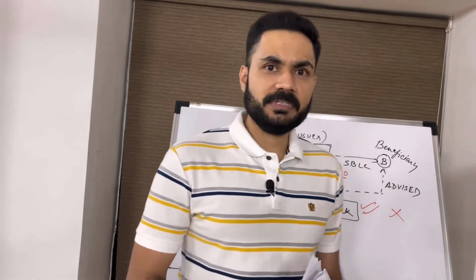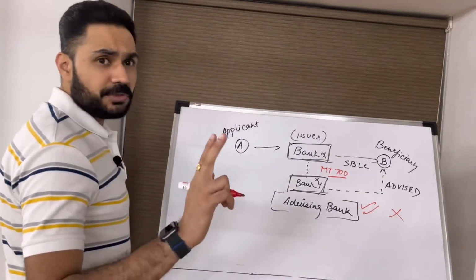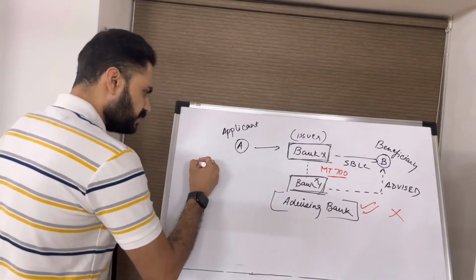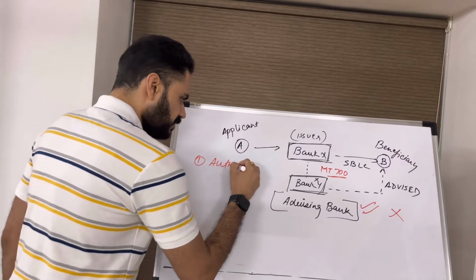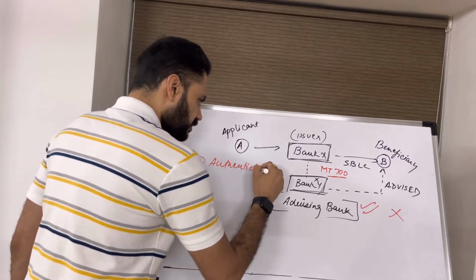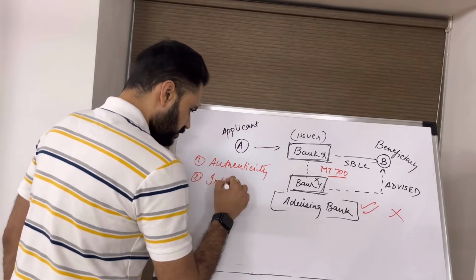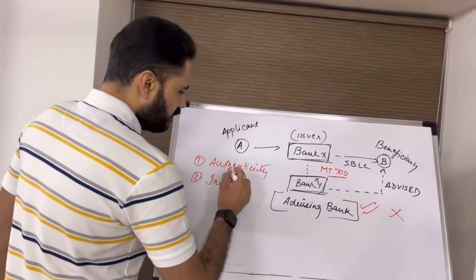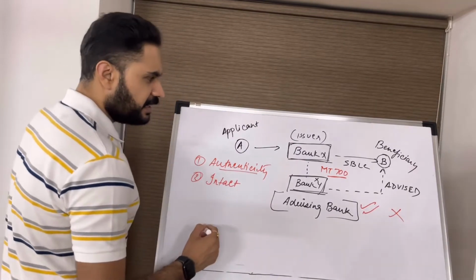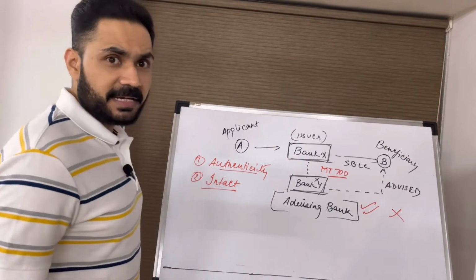Next is advising of the standby. Now the advising bank has only two responsibilities. First, to check the authenticity of the undertaking. Next, to check whether everything is intact.